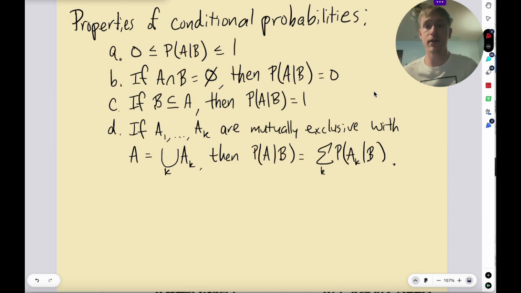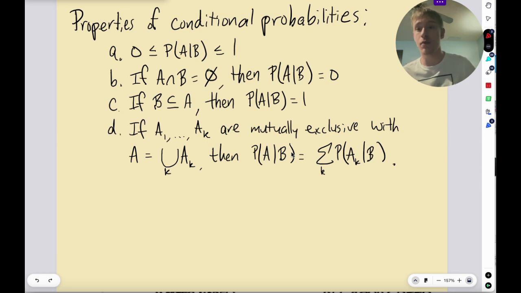Okay, so here are the properties of conditional probabilities. The first one just says that the conditional probability, just like regular probability, is a number between 0 and 1 inclusive. But what's more is I can tell you exactly when it's 0 and exactly when it's 1. Okay, so if the intersection of events A and B is empty, in other words, they're mutually exclusive, well, then the probability of A given B is equal to 0, because they can't occur at the same time. If B is a subset of A, or in other words, if B implies A, that means that the probability of A given B is just 1.